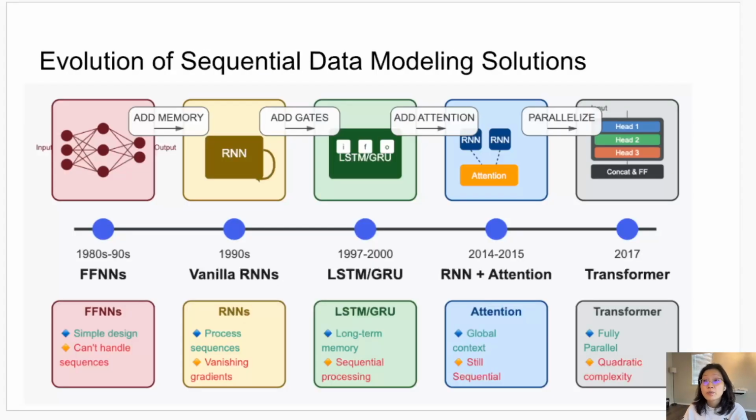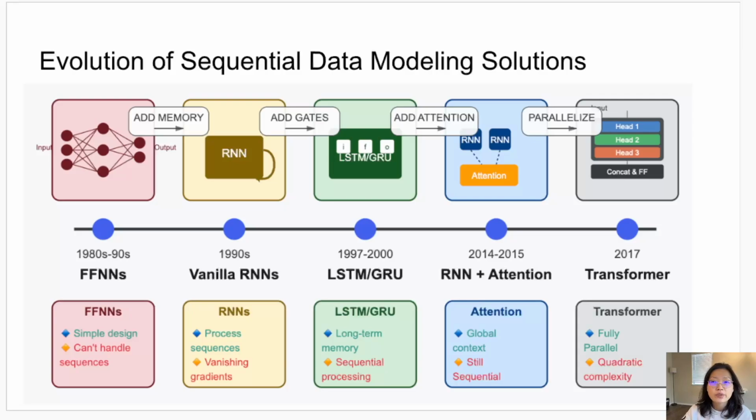Let's look at how people handled sequential data historically. The most ancient way is to use a feed-forward neural network. It treats each input token independently, so it doesn't handle order and has no memory. That is why RNN was invented. RNN handles the data sequentially by processing data step by step, where the output of one step is the input of the next step, creating a form of memory.